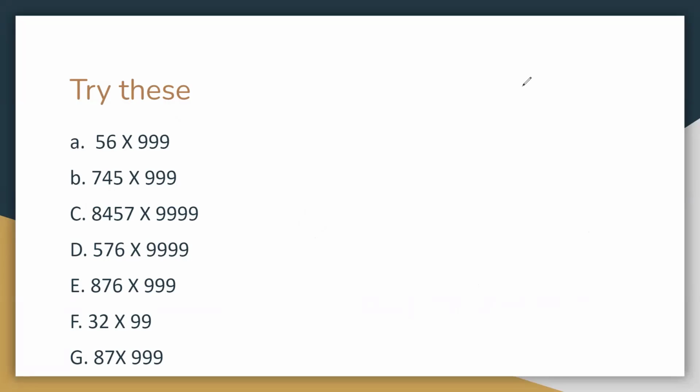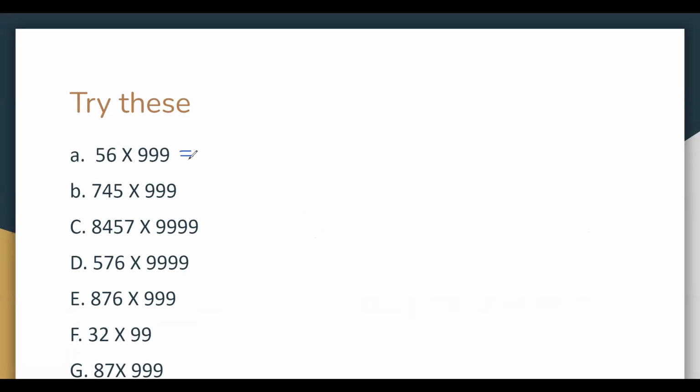So 56 into 999. Let's try to do it directly without doing the working out. Okay, so 56 minus 1 is 55. And then 9, here we have only 2 digits. So 9 minus 0 will be a 9. 9 minus 5 is a 4. And then 9 minus 5 is again a 4. Let's try the next one.